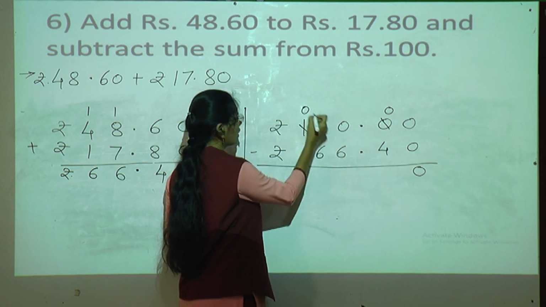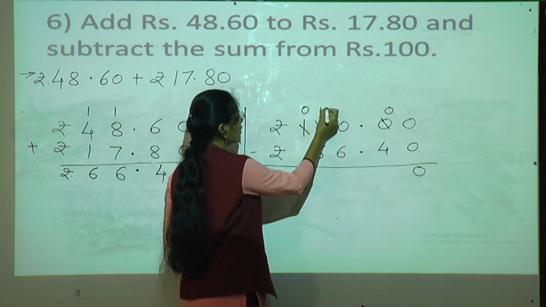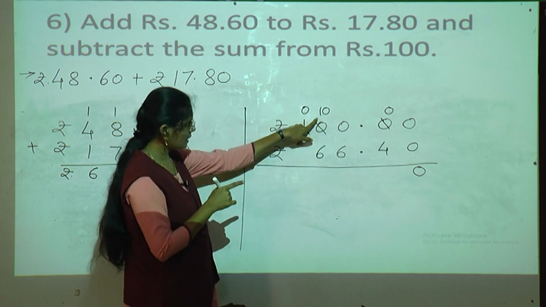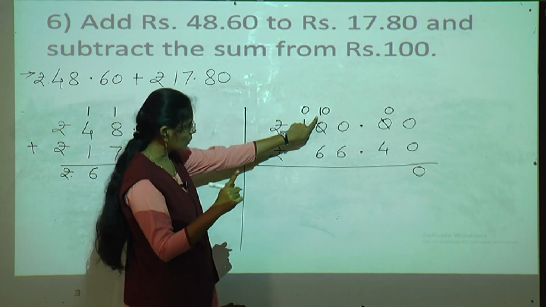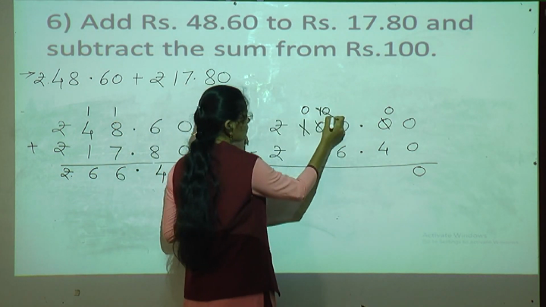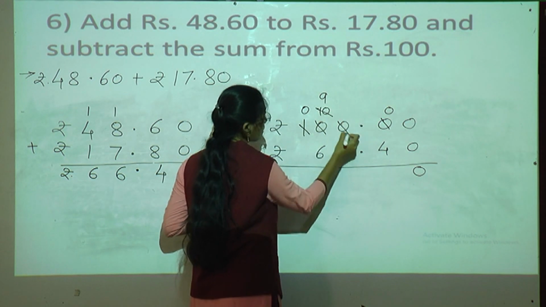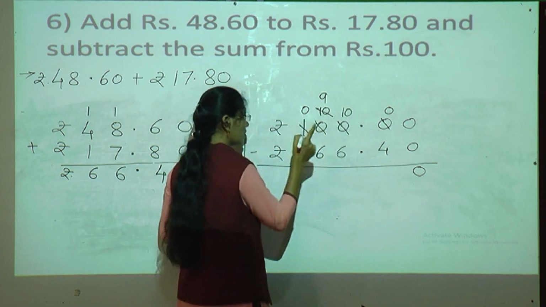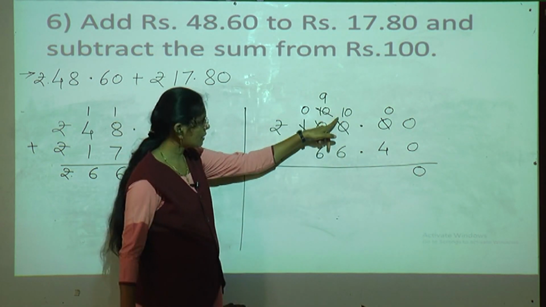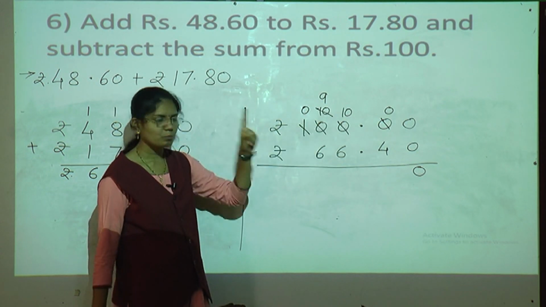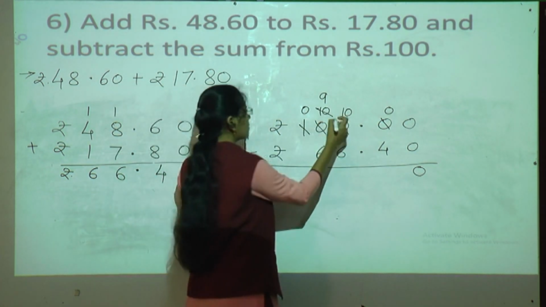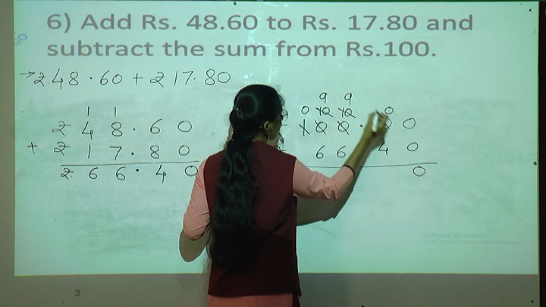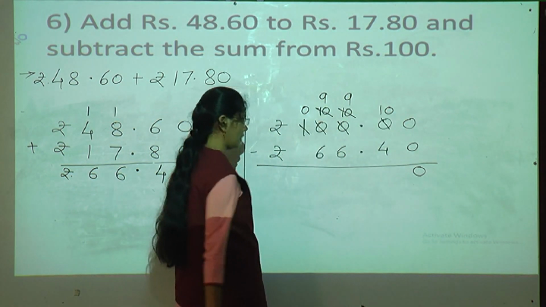Here 0 will remain and this 0 will become 10. Now from this 10 we will borrow 1. So 10 minus 1, here 9 will remain and this 0 will become 10. Again from this 10 we have to borrow 1. So 10 minus 1, here also 9 will remain and this 0 will become 10.